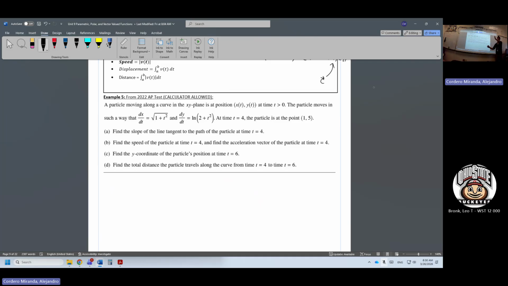Then last year they changed it, but I don't know. I've got to see what they do this year, if they're going to go back to this or if I should be ready for a polar function. Like I said, it used to be guaranteed on there. Now I'm not so sure, but it's still good to practice it in case they do go back to it this year.